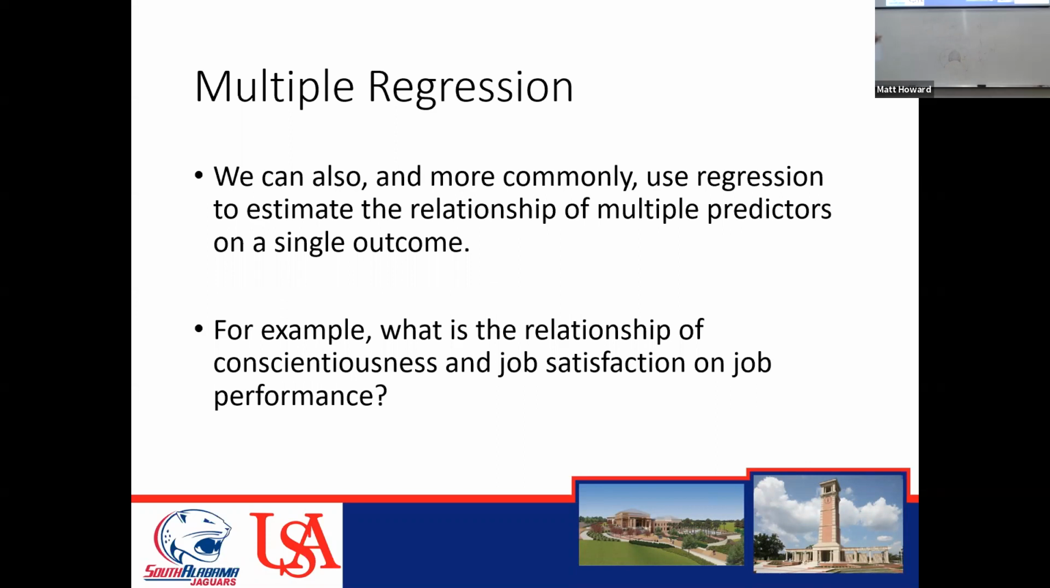One example of true predictors might be something like, what's the relationship of conscientiousness and job satisfaction on job performance. In this example, we might have both conscientiousness and job satisfaction predicting job performance. And if that was the case, we would know regression would be a perfect tool to analyze that, because we have two predictors predicting one outcome. Okay.